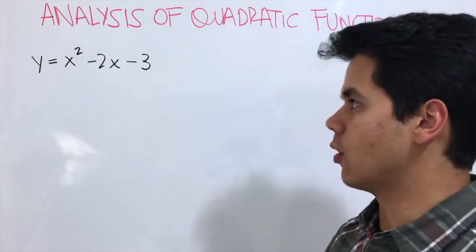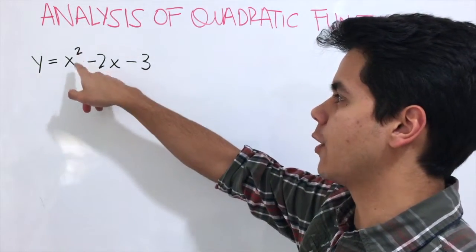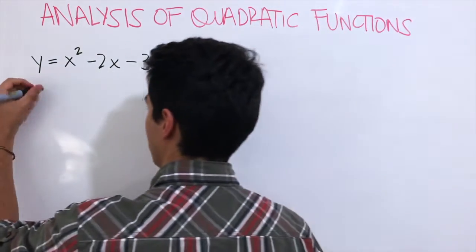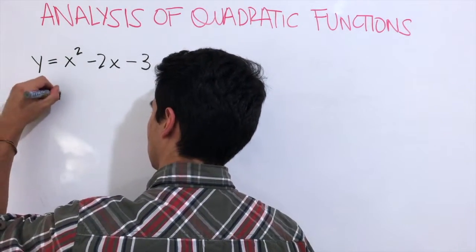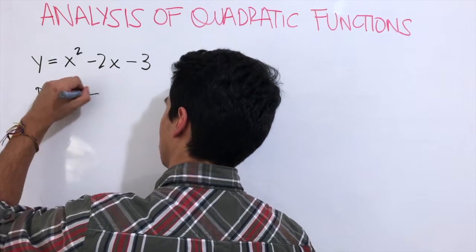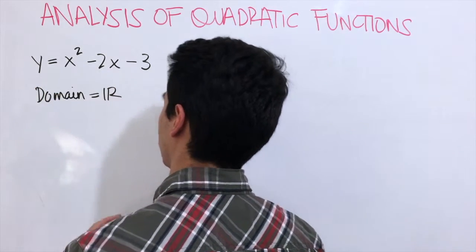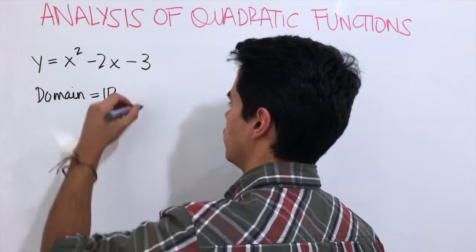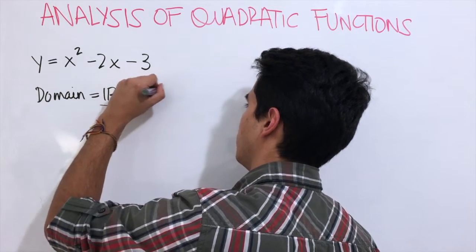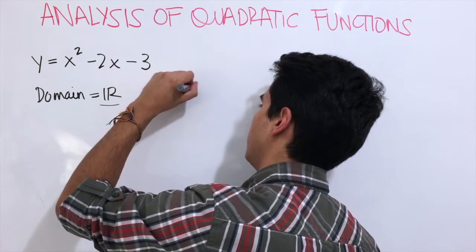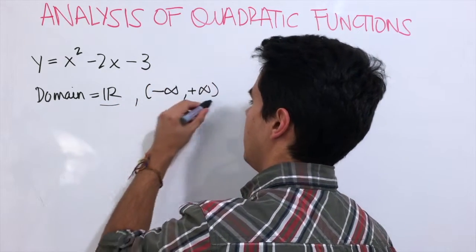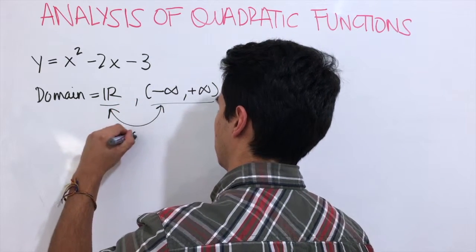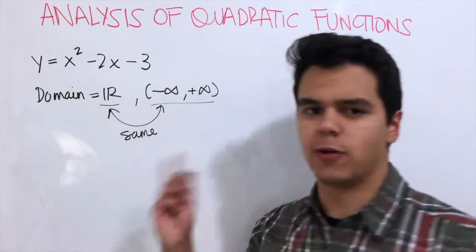Let's try an example. So let's try y is equal to x squared minus 2x minus 3. Let's start. So the domain is equal to all the real numbers, or if that's the notation that you want to use, we can just say from negative infinity to positive infinity. They are the same thing. They're just different ways of writing it.